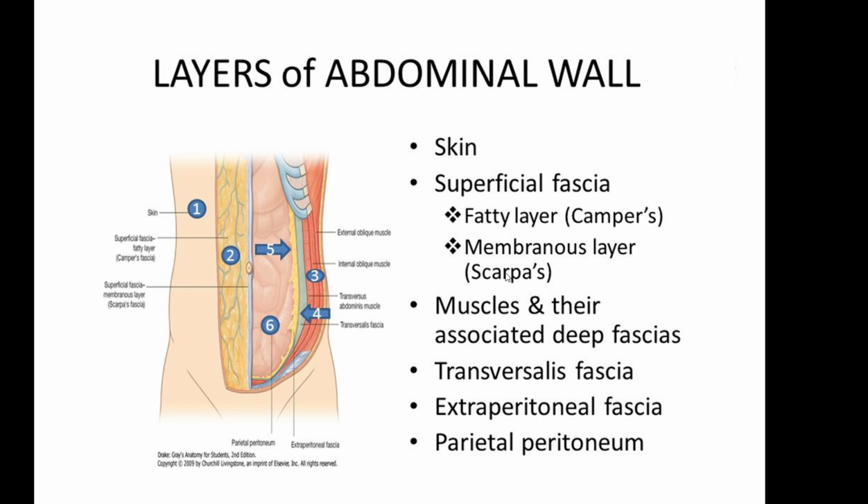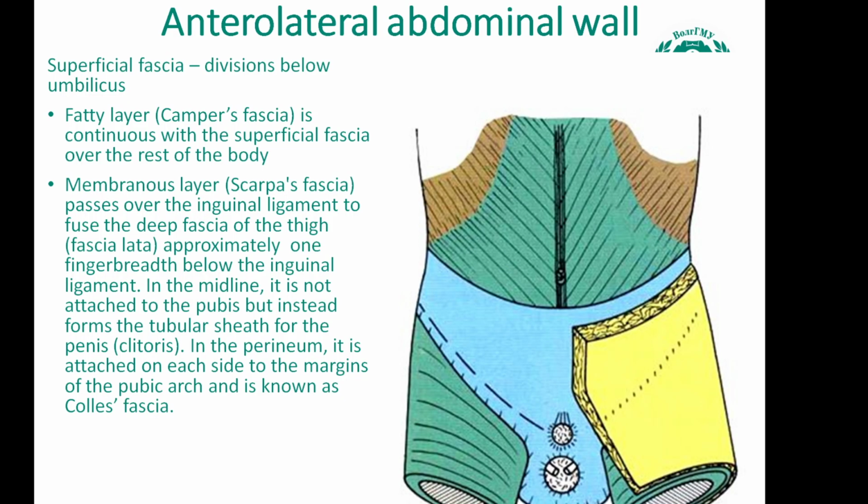Here you can see those layers from the surface to the depth. The superficial fascia divisions below the umbilicus: the fatty layer, Camper's fascia, is continuous with the superficial fascia over the rest of the body. The membranous layer, Scarpa's fascia, passes over the inguinal ligament to fuse with the deep fascia of the thigh, the fascia lata, approximately 1 finger breadth below the inguinal ligament.